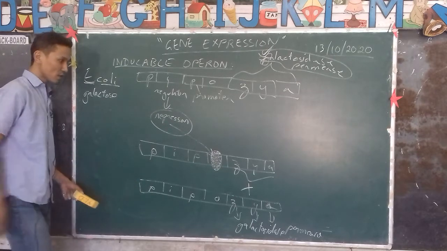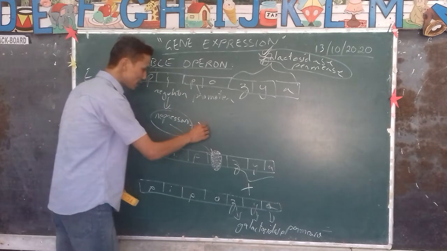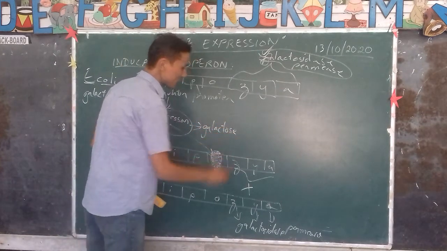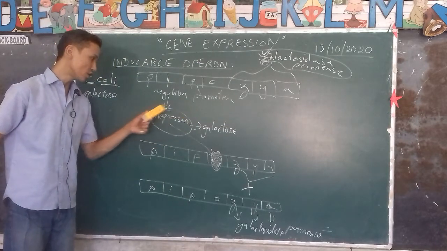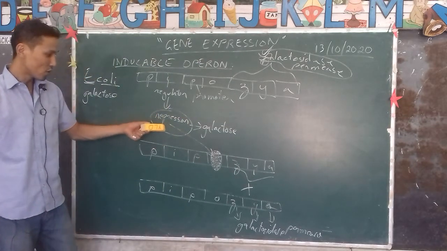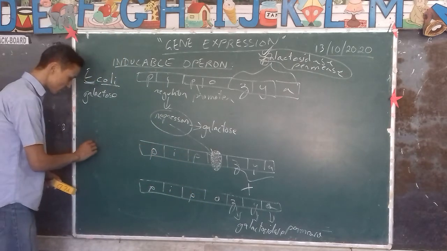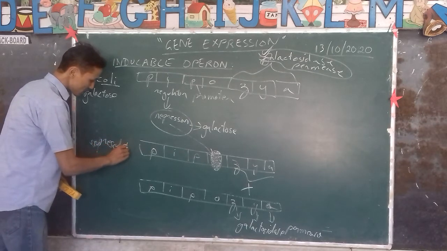How this happens is, the repressor protein binds with the galactose that has been added in the medium. As a result, this protein undergoes a change in its structure and it is no longer able to bind to the operator. So this first case represents the repressed state.